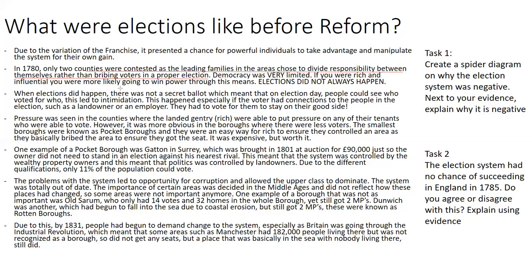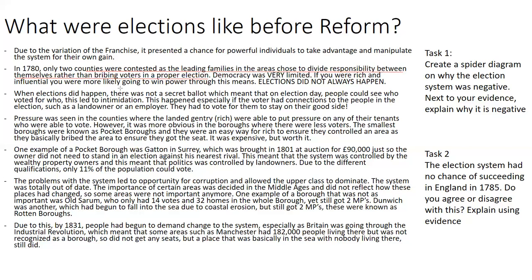So by 1831, people had begun to demand change to the system, especially as Britain was going through the Industrial Revolution. You had places like Manchester with a huge population that didn't have any MPs. So you had Manchester with 182,000 people with no MPs, but you had another place that was basically in the sea with nobody living there, still having MPs. It doesn't make sense. That's what elections were like before reform.